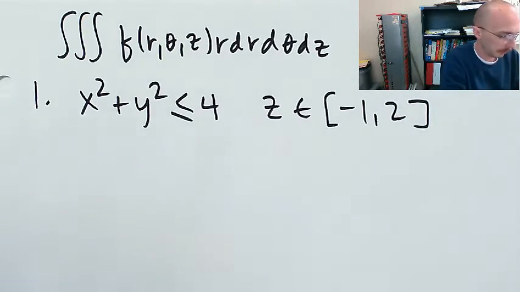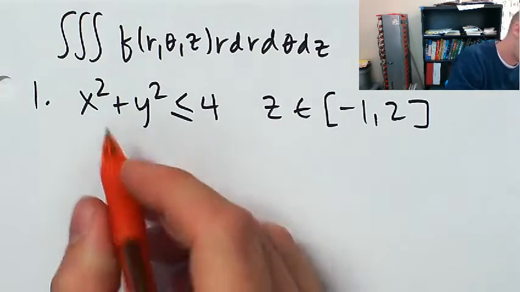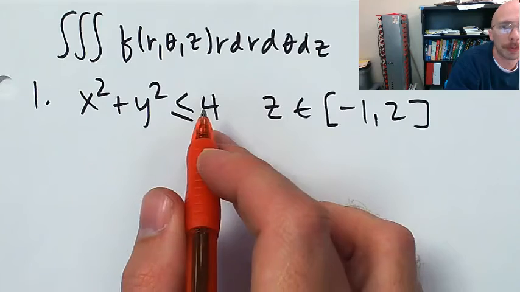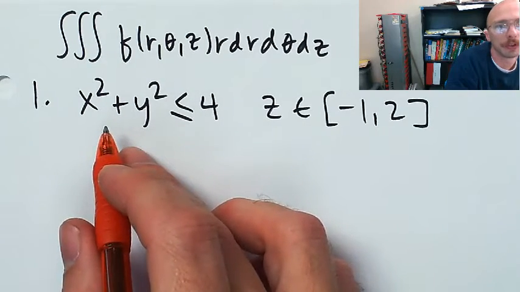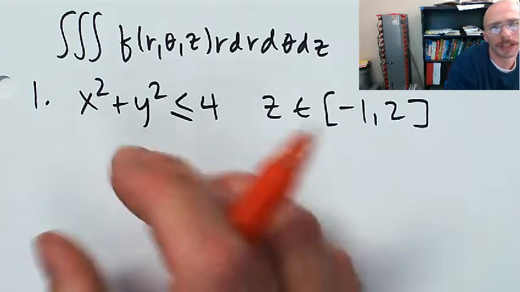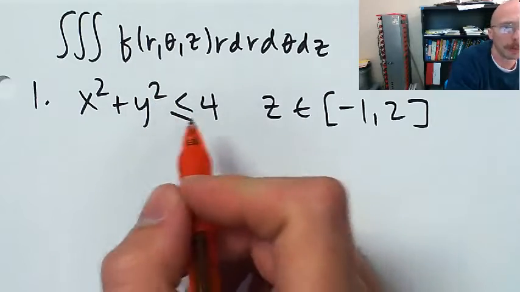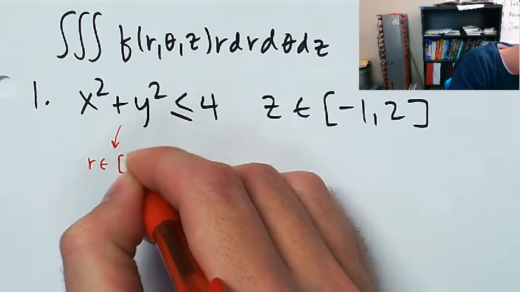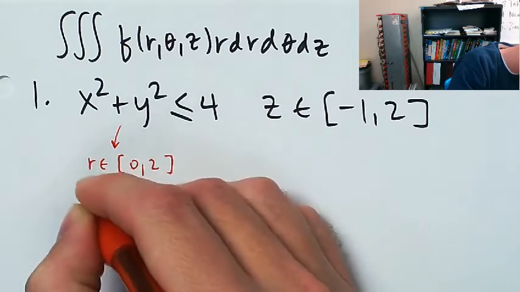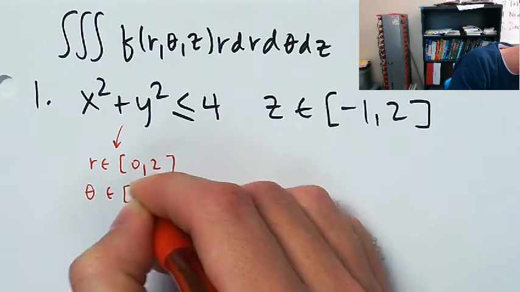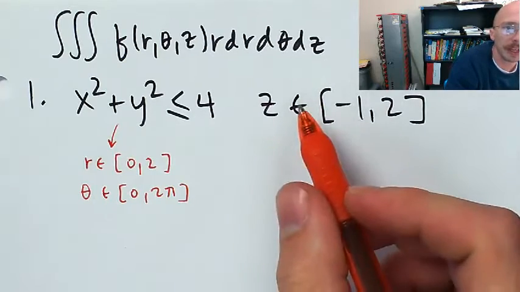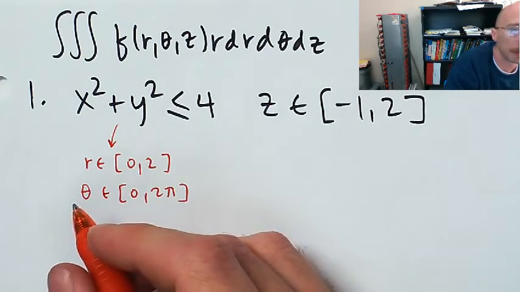Okay. So I'm going to say, all right, this is x squared plus y squared, that's r squared. R squared is less than 4, means that r is between -2 and 2. But really, if we're talking about the inside of a disk, we're just going to say r is between 0 and 2. And theta is going to run from 0 to 2 pi, because we're talking about the full disk here. And then z is going to be running from -1 to 2.